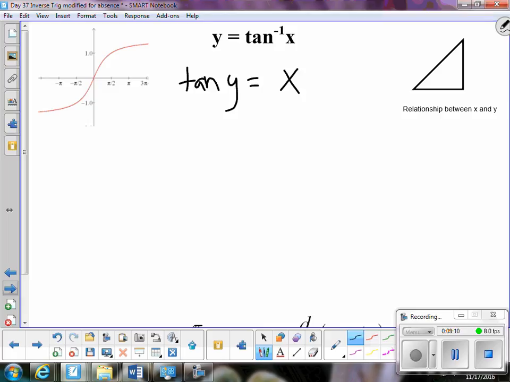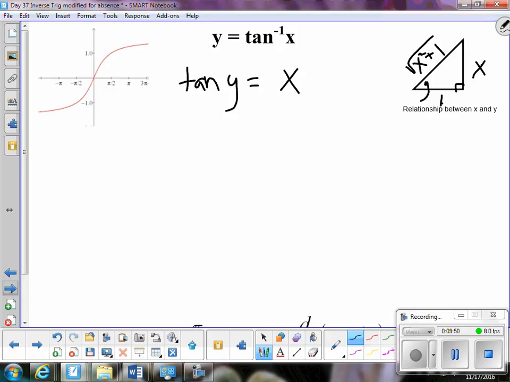Let's go ahead and label our triangle now while we have it. So we want the tan of angle y to equal x. And tan is opposite over adjacent. So we want opposite over adjacent to equal x. So we'll label the opposite x and adjacent 1. Now, might as well get the missing side while we're here. To get the length of the hypotenuse, we would take the square root of leg squared plus leg squared. So it's going to be the square root of x squared plus 1.